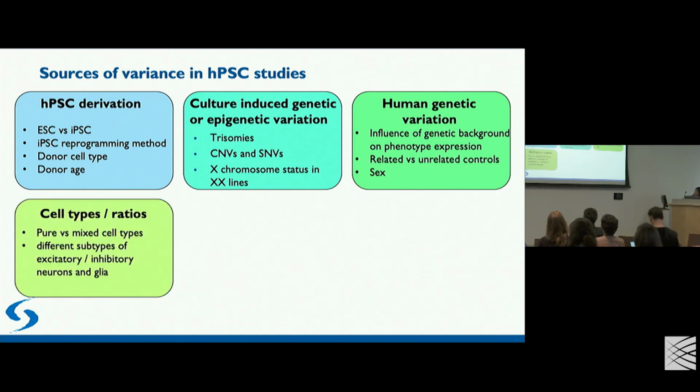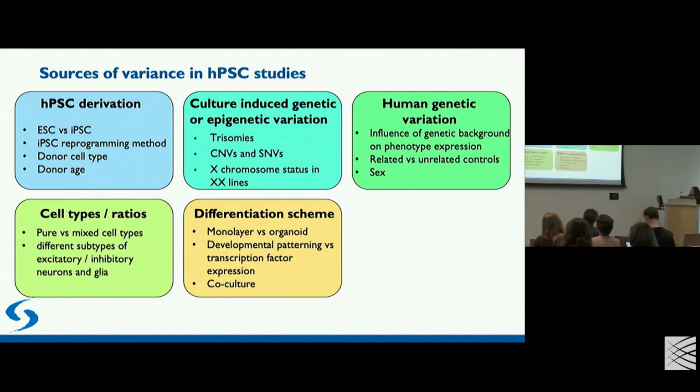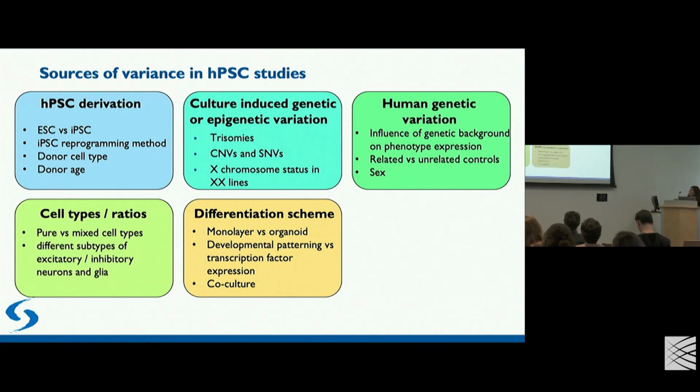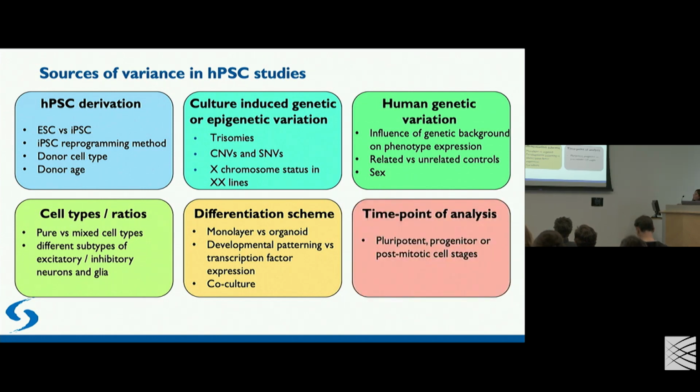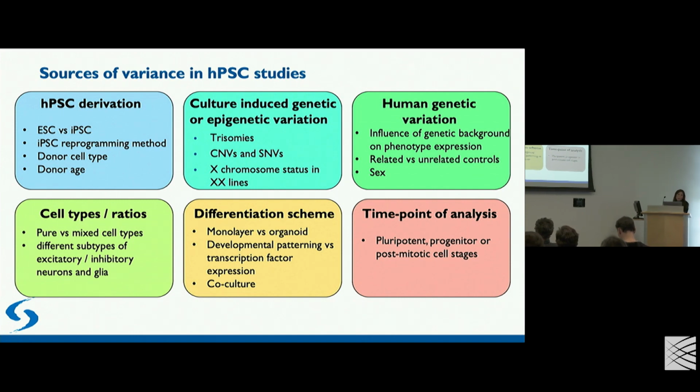Another important consideration is the cell types that are present in the culture and in what ratios. And of course, which differentiation scheme is being used, monolayer versus an organoid approach, if developmental patterning is being used, and if transcription factor overexpression is also being used. And finally, which time point is chosen for analysis, whether it's the pluripotent state, the progenitor state, or post-mitotic cell states.